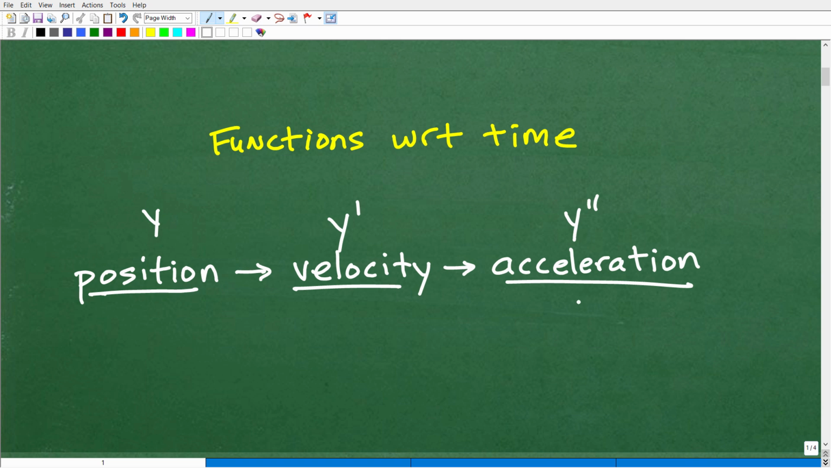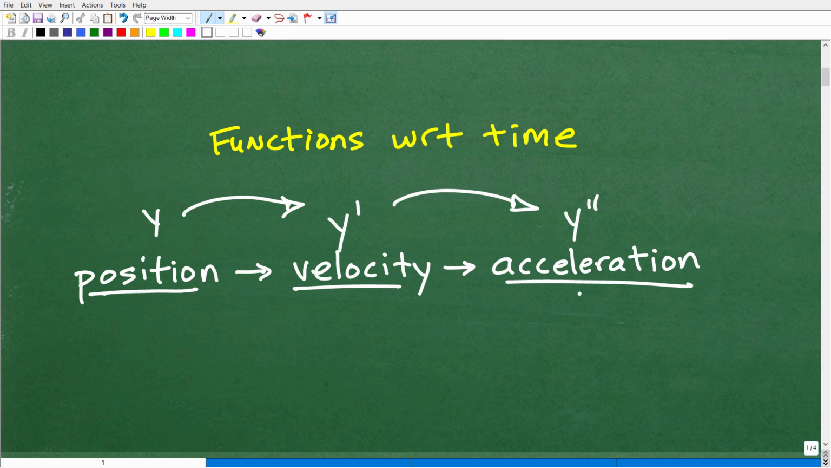So what if I have the acceleration function? How can I get back to the velocity function? Before I even go there, if I give you the position function with respect to time, I can find the velocity function by just taking the first derivative of that. And then if I take a derivative of the velocity function again, I can get to the acceleration function. So by taking the derivative, I can move this way.